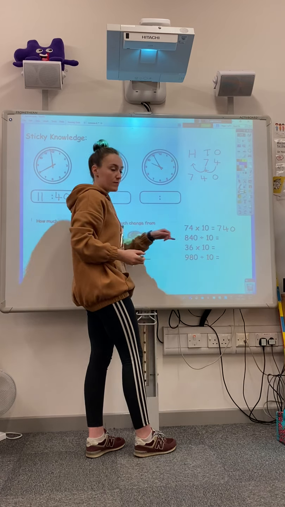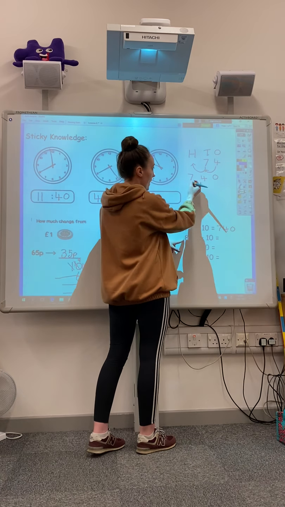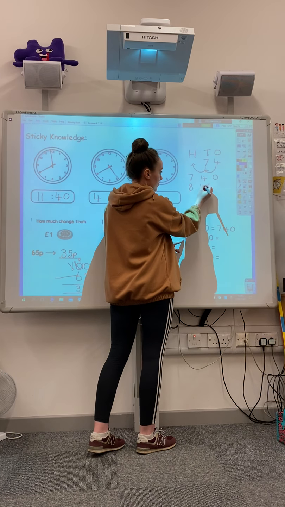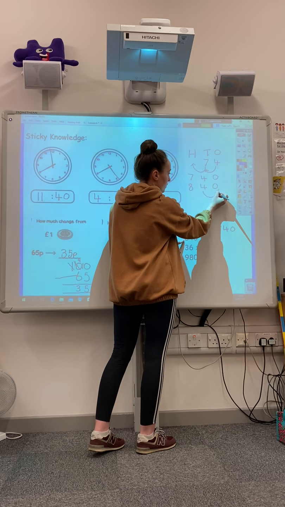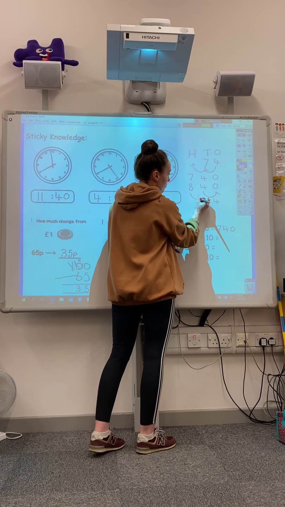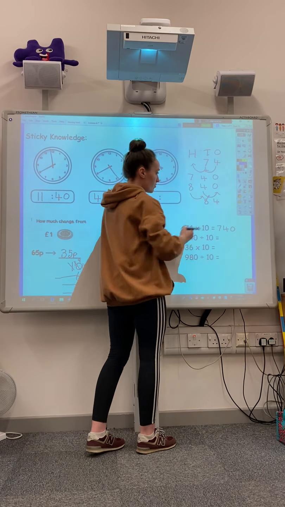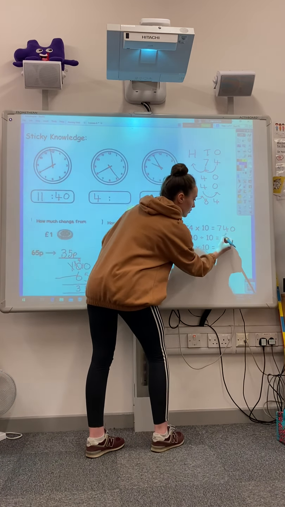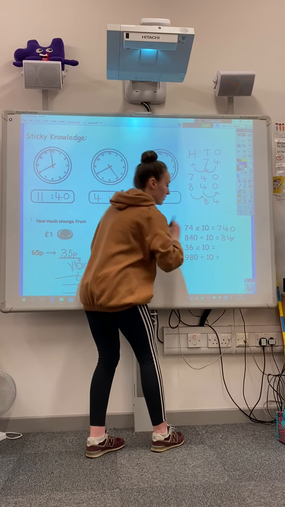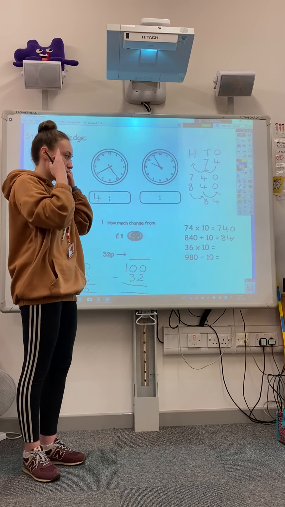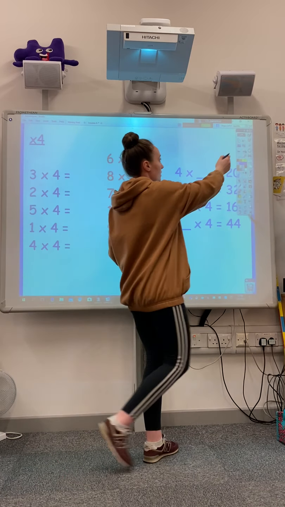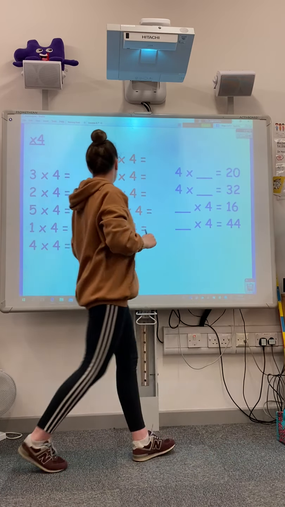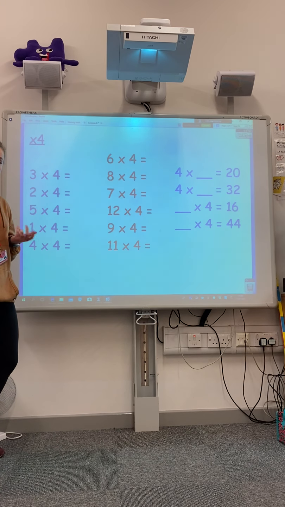Then when we are dividing by 10, our numbers get smaller. So we put 840 in our hundreds, tens and ones grid. And then when we divide by 10, 4 tens becomes 4 ones, 800 becomes 8 tens. So 840 divided by 10 would be 84. Let's see if you can have a go at the last two. Okay, and then before you start in your maths problem book, you can have a go at multiplying by 4, which will help you with the worksheet a bit later on.